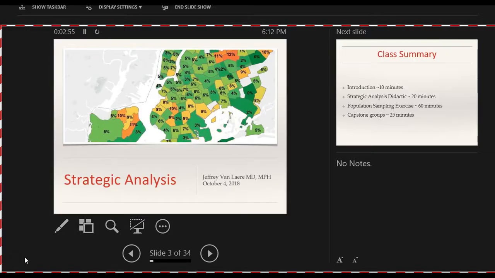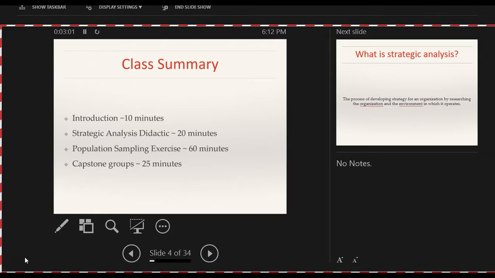So today we're going to be talking about strategic analysis. What we're going to have here is my introduction, maybe 10 to 15 minutes. Then we're going to have a didactic session that Dr. Kumar will give you about more of the nuts and bolts. And then we're going to break into groups. If you paid attention to the numbers that you had when you signed in, that's going to be your group number. It's going to take probably about an hour to do this.